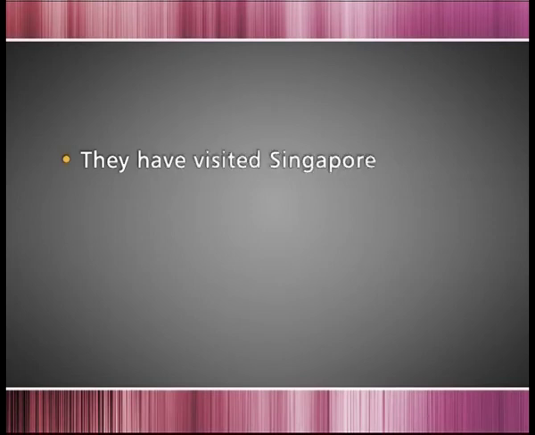Present perfect tense. The present perfect tense refers to an action or event that started at some time in the past, was completed not much before the time of speaking, and the impact of which is retained at the time of speaking. For example, they have visited Singapore recently.